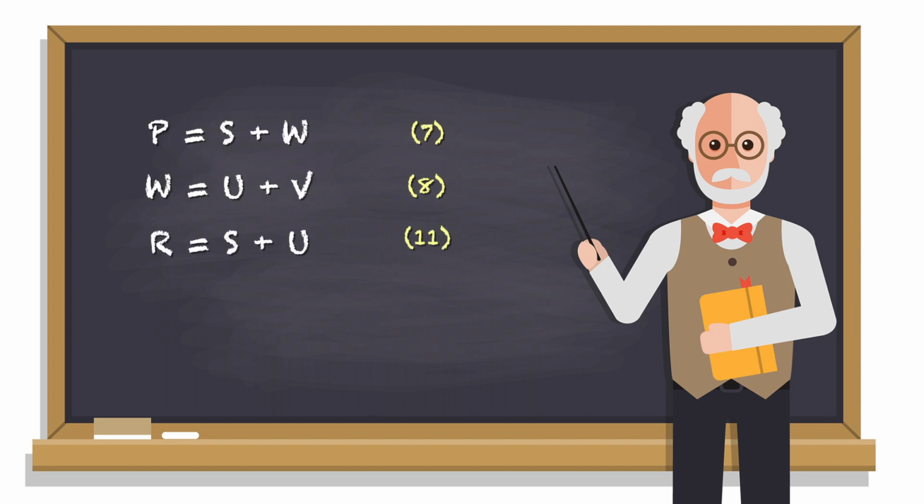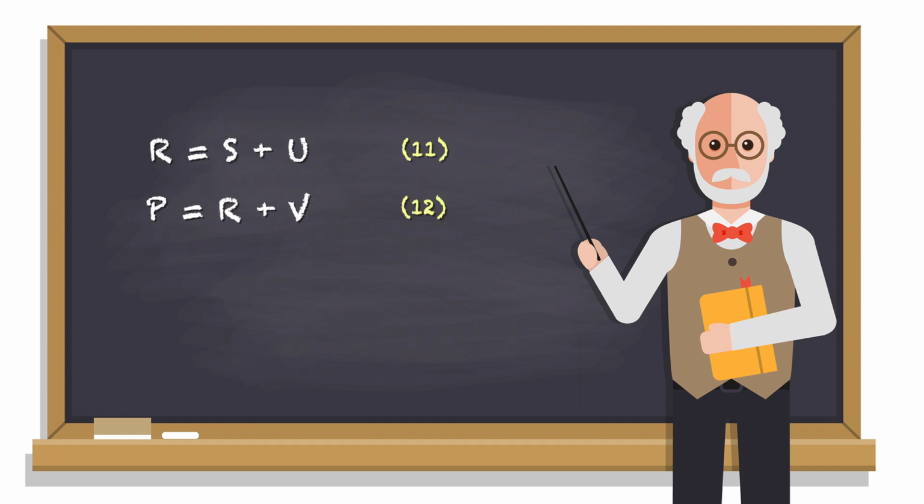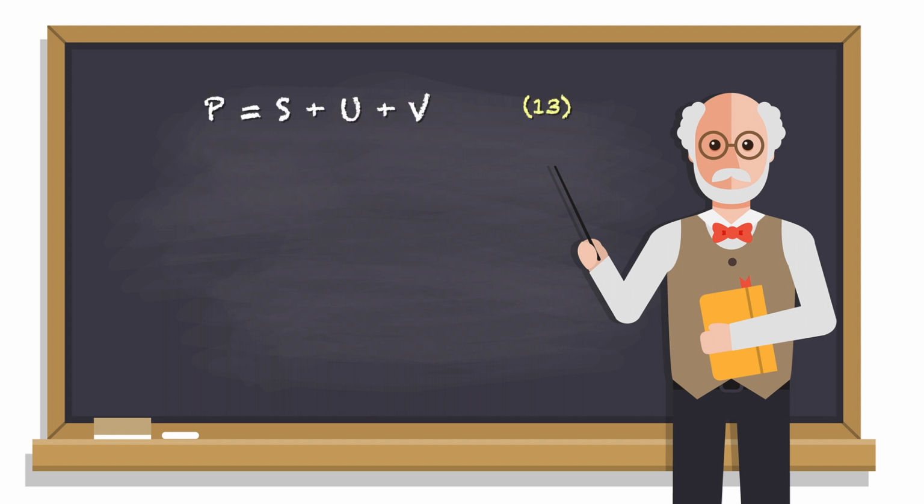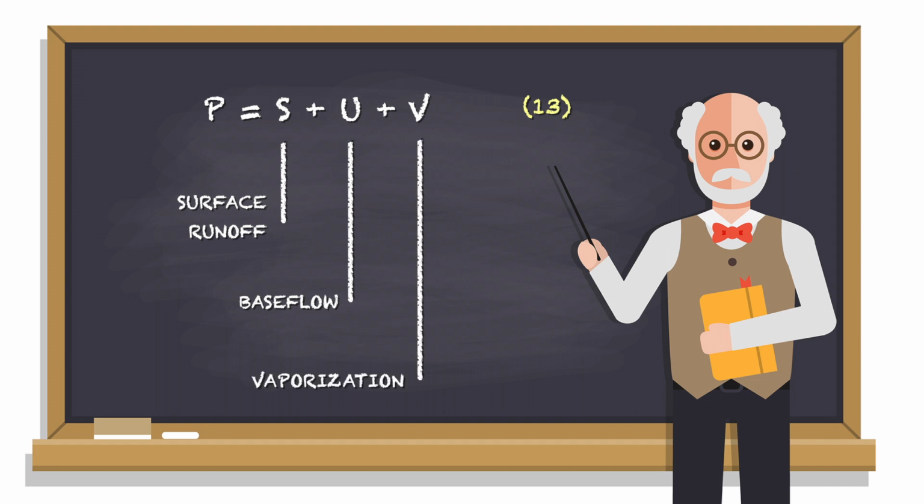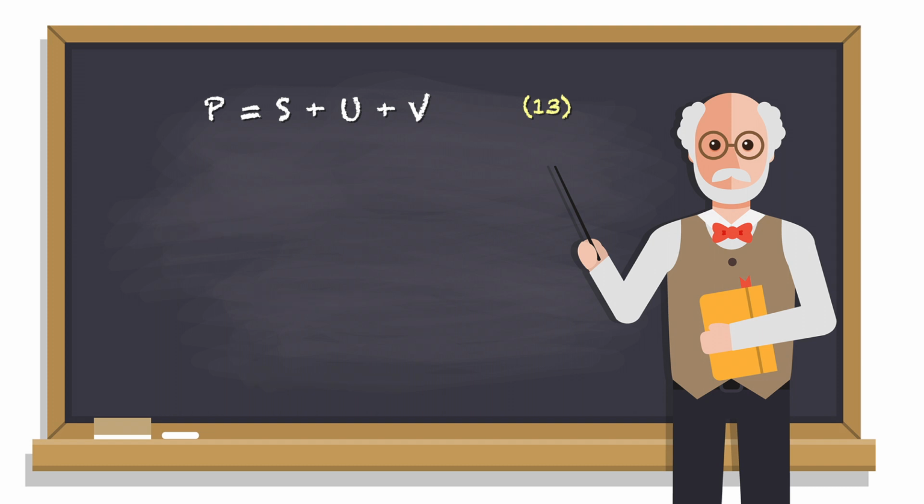Combining equations 7, 8, and 11, and then combining equations 11 and 12 leads to equation 13, which separates annual precipitation into its three major components: 1. surface runoff, 2. base flow, and 3. vaporization. Significantly, equation 13 assumes that the change in soil moisture storage from year to year is negligible, an assumption which is useful as a first approximation.